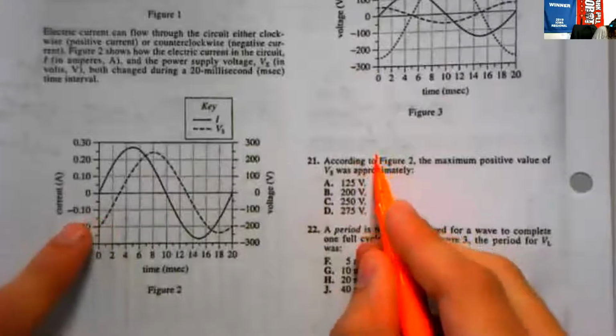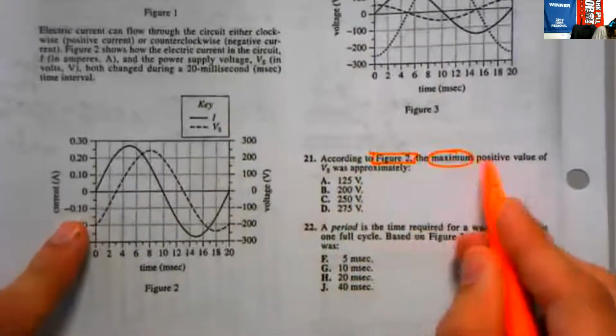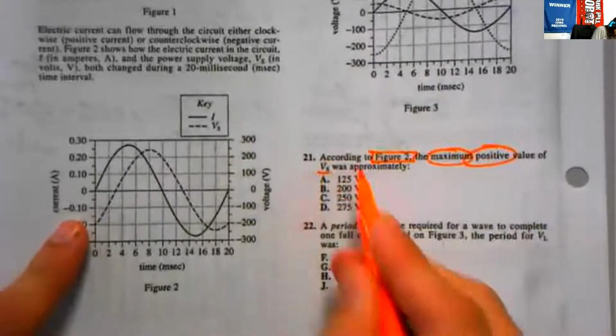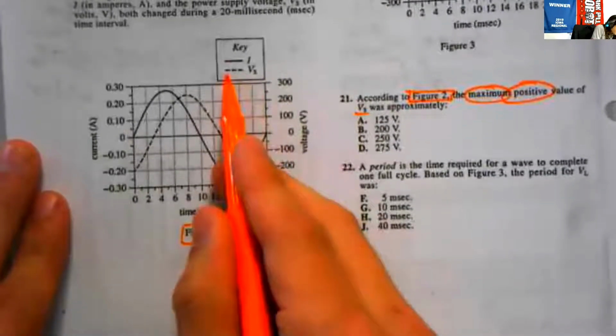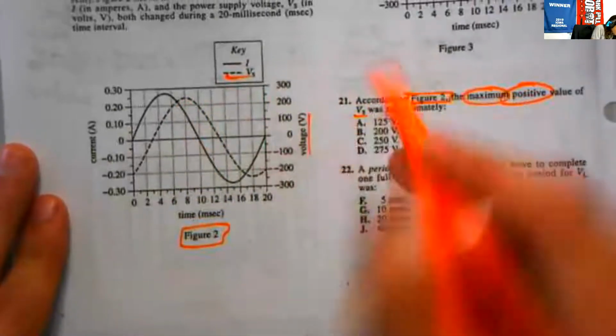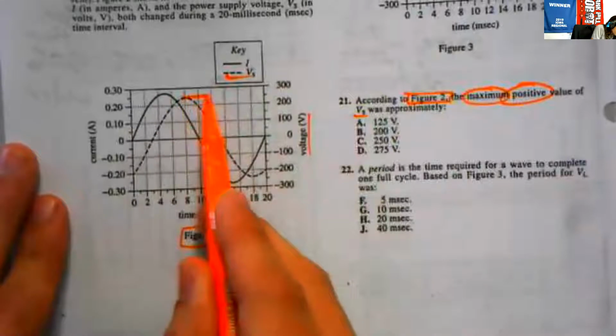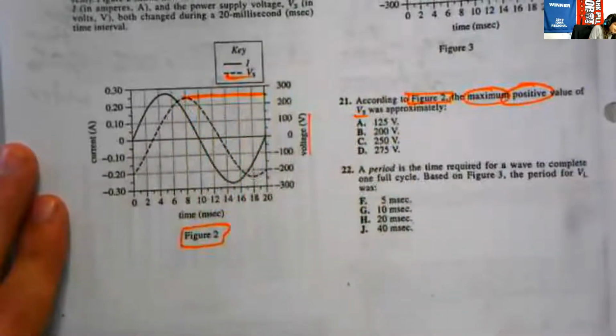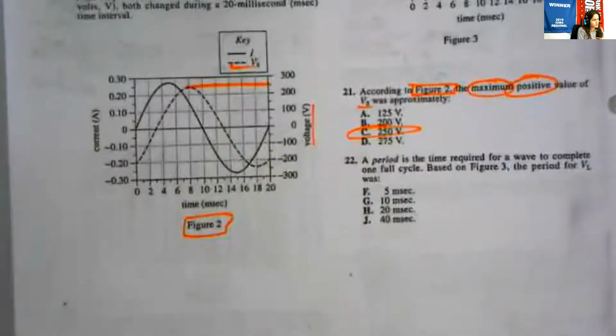Number 21, according to figure 2, the maximum positive value of Vs was approximately, okay, figure 2, right here. Vs is the dashed, maximum positive, okay, I assume I'm going over here to voltage. Looks to be right about 250. Quick one. Those first questions are like, hey, go find me a data point. Good job finding that data point.